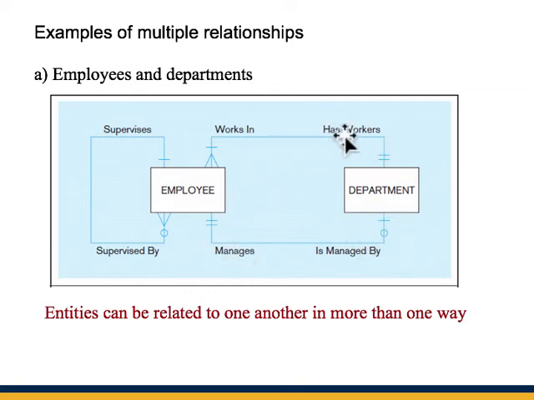And if you read it the other way, department has workers or is managed by. By the way, we don't list them as two separate ones. We only list works. You can just say works here and manages down here. So you can read it both ways. Employee works in department, department has workers which are employees. So there are two types of relationships between an employee and a department. So two entities can have multiple relationships.